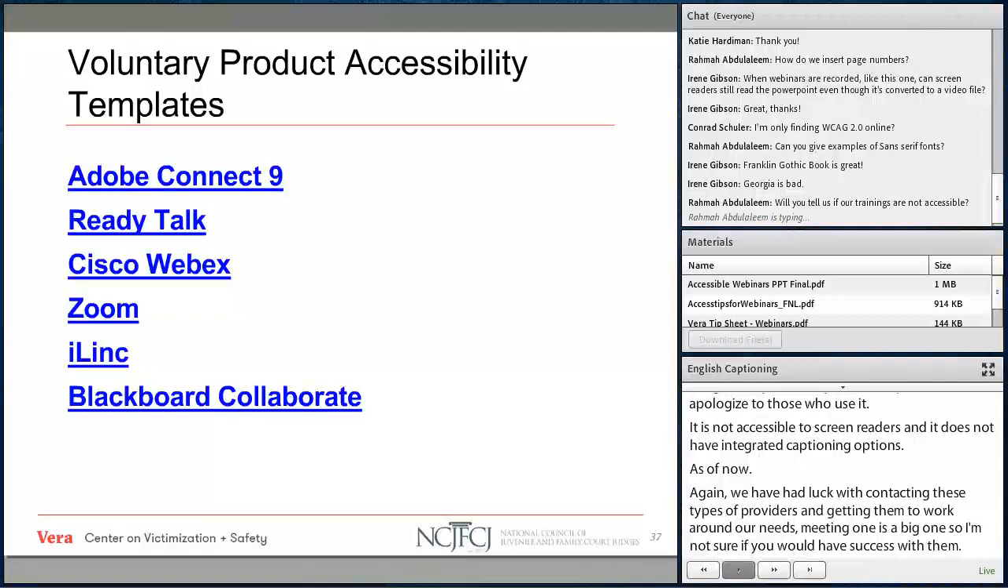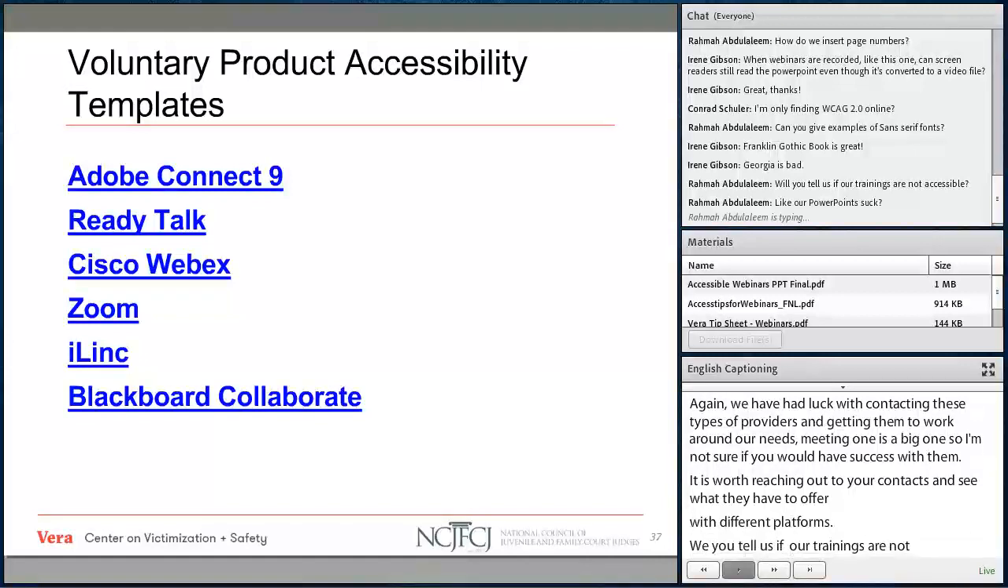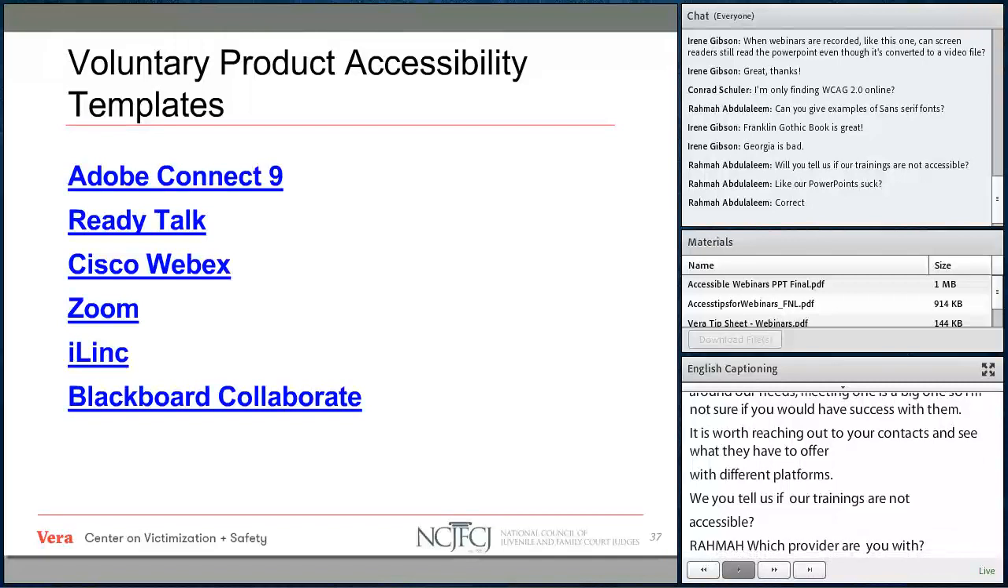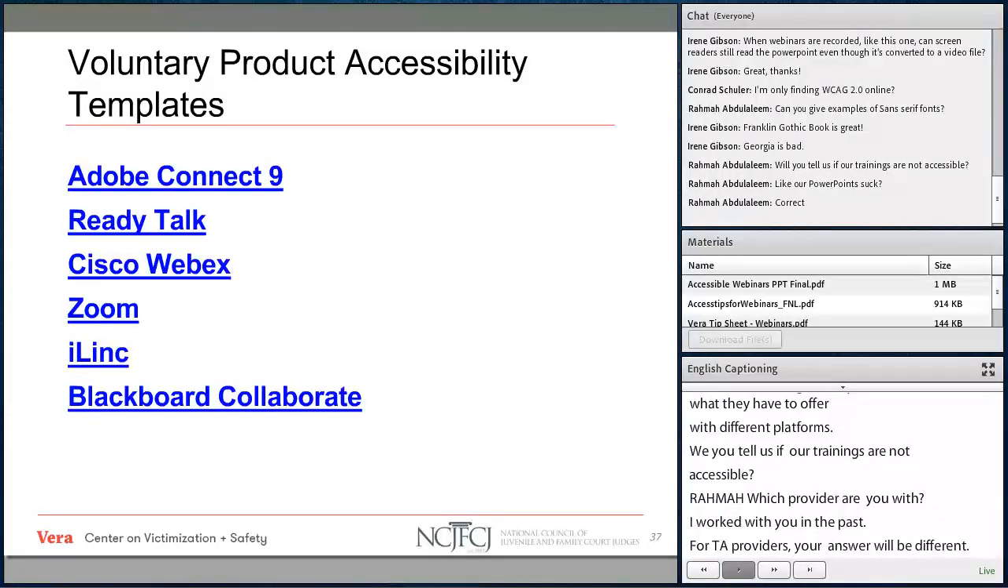So Raman's asking, will you tell us if our trainings are not accessible? So Raman, correct me if I'm wrong, but you're with Karama, correct? Who is a TA provider? Yes. So I've worked with you in the past. So for all TA providers under OVW, your answer is going to be a little different. So if you are a grantee of anyone, then you can contact Ashley, and they'll kind of direct you to the correct people to help you with any access questions you may have.